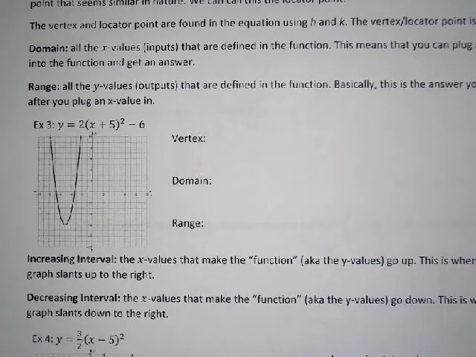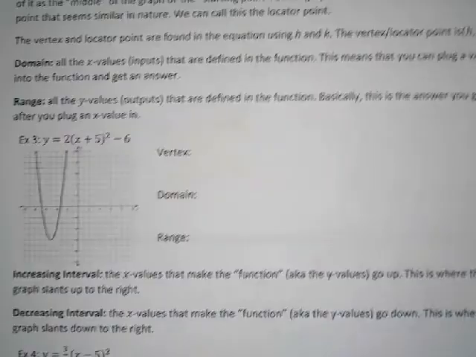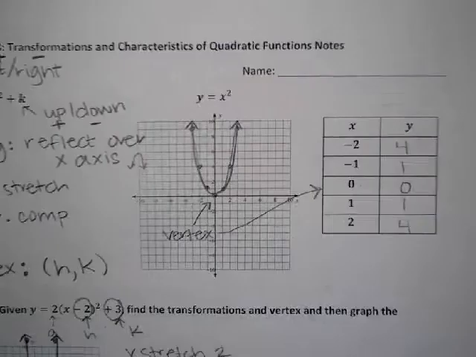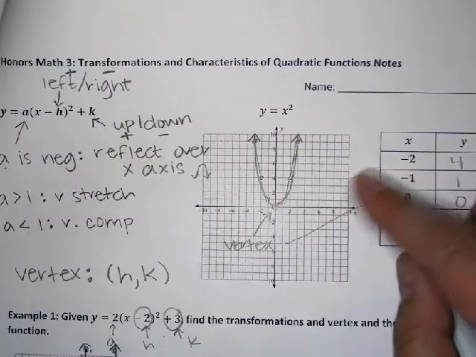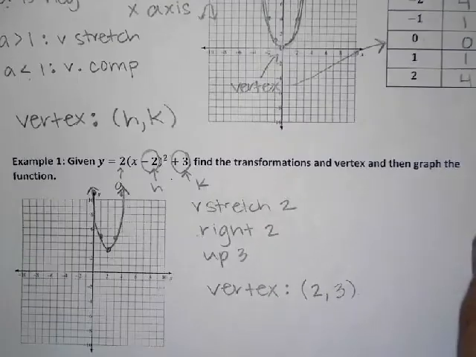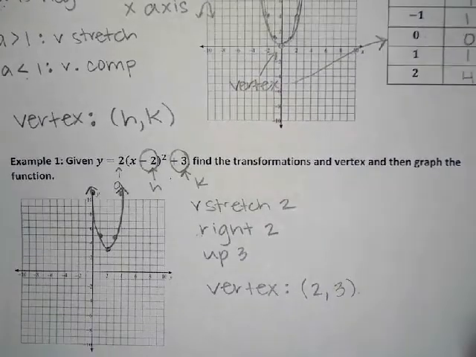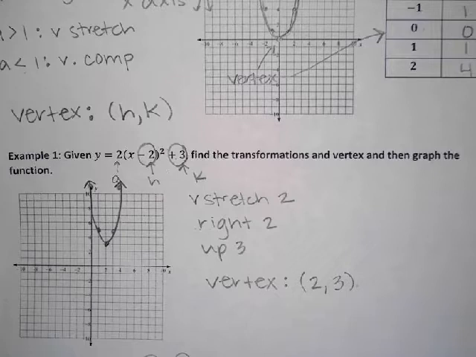All right, the next part we're going to talk about in our notes is the other characteristics of quadratics. So yesterday we talked about the parent function of a quadratic graph. We talked about the transformations. We talked about how to graph a quadratic, how to find the transformations, how to find the vertex, and how to use all of that, including your calculator, to find the best points to graph.